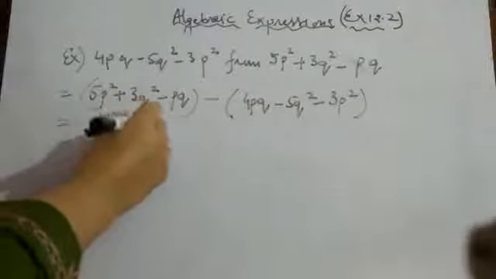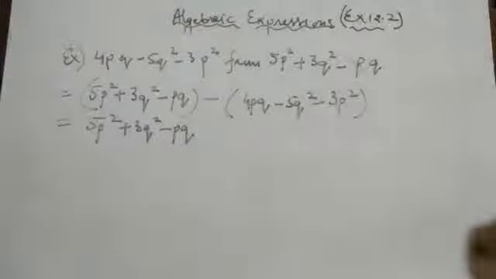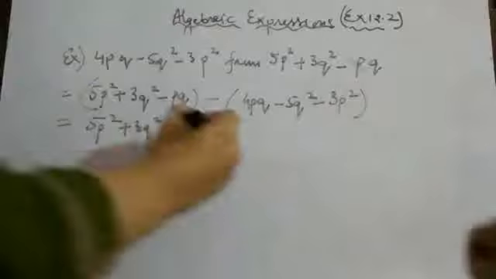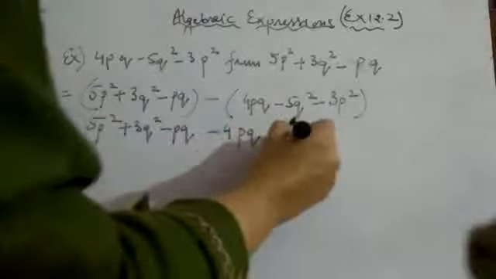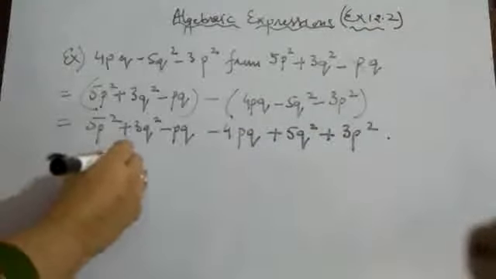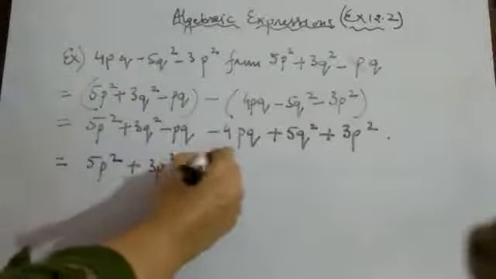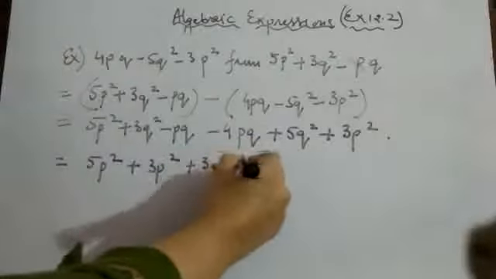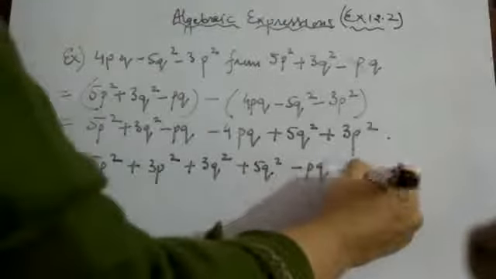5p square plus 3q square minus pq. Now minus outside the bracket, so the signs inside will change. So minus 4pq plus 5q square plus 3p square. The signs will change. Now bring the like terms together. 5p square, plus 3p square will come near it, plus 3q square, 5q square will come near it, minus pq and minus 4pq.